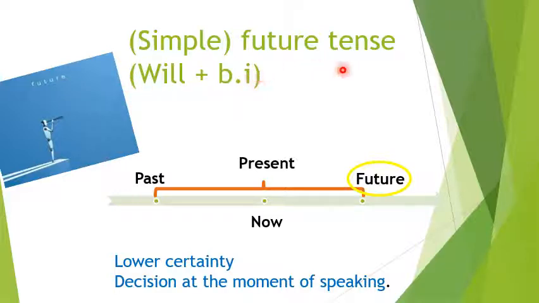Okay, the simple future tense. For example, I will go to Japan, but I haven't bought the ticket yet. Okay, I haven't booked the hotel or accommodation yet. So in this case, we use simple future tense. Let's move on to the next slide, to go through the statements and negative and question sentences.